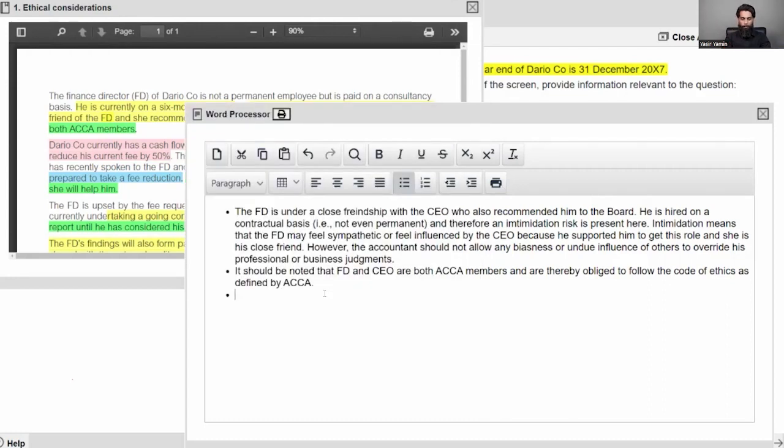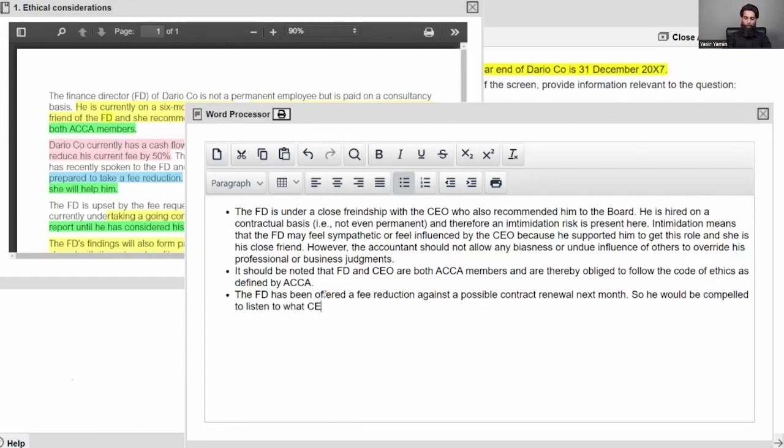Yeah. The finance director has been offered a fee reduction against a possible contract renewal next month. So he would be compelled to listen to what the CEO says, and thereby his objectivity may get impaired.